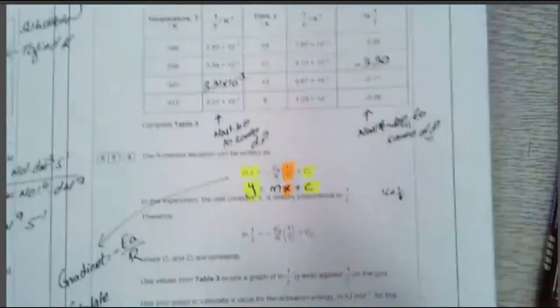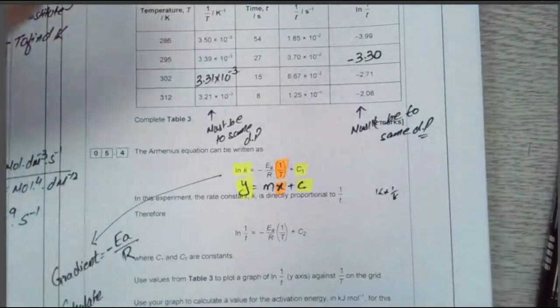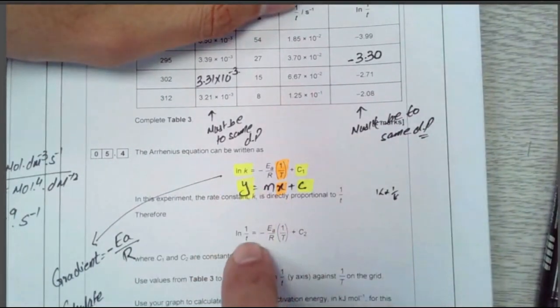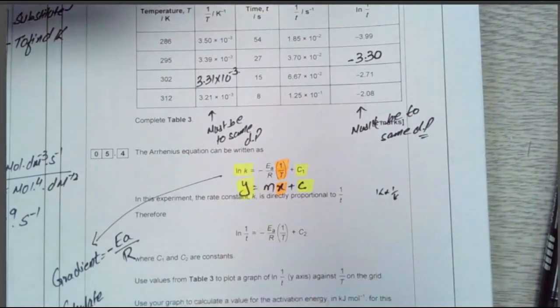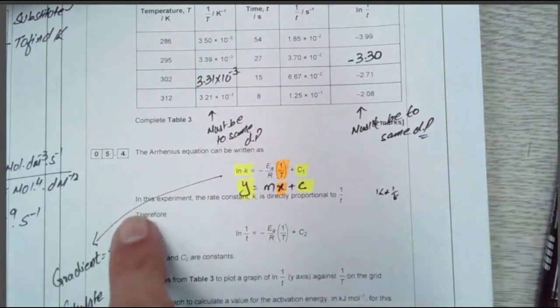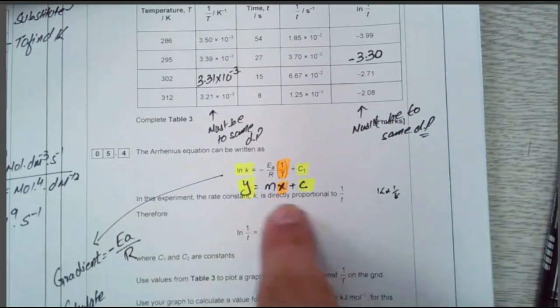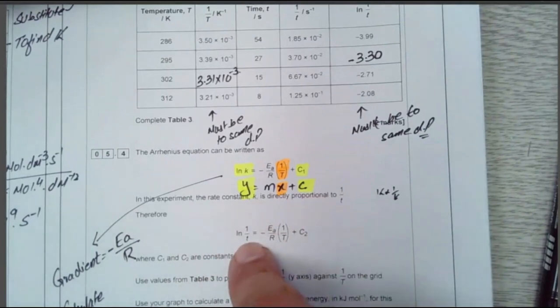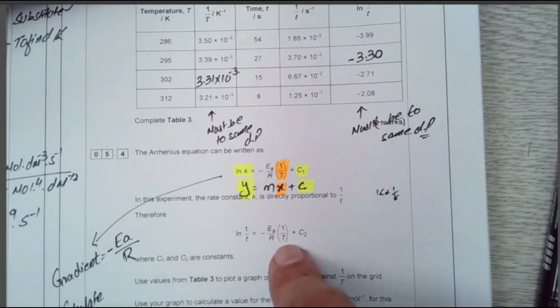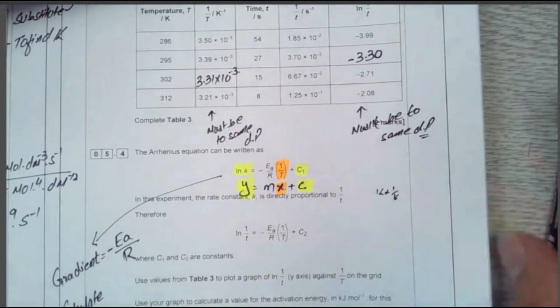So let's quickly have a look. Now, before I go on to the next page, what they are saying is, in this experiment, ln k and ln 1 over t are both directly proportional. So what they did is they've replaced k with 1 over t. So now my equation is of this form. On the y-axis, I'll have a graph of ln 1 over t. On the x-axis, I'll have 1 over t.